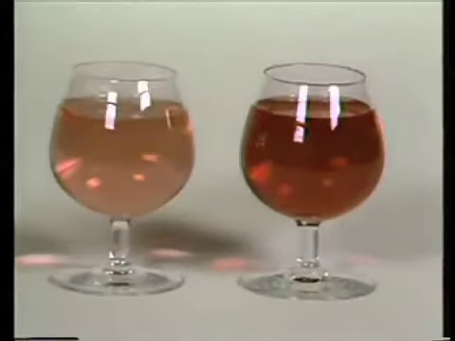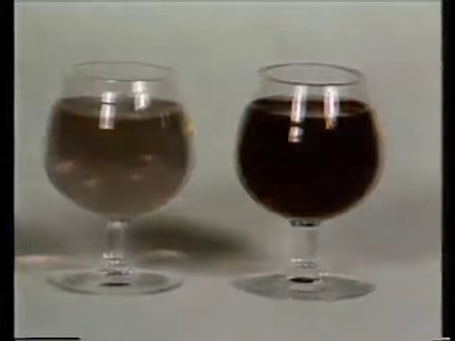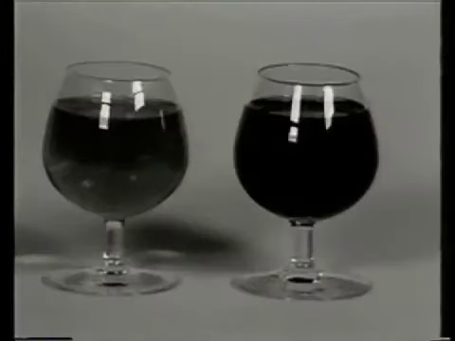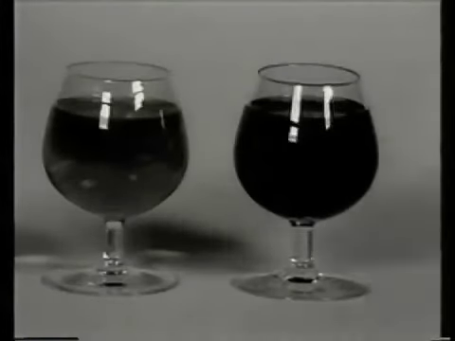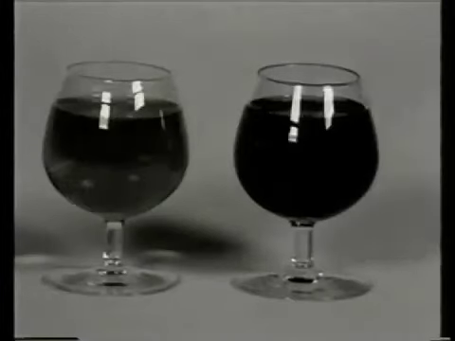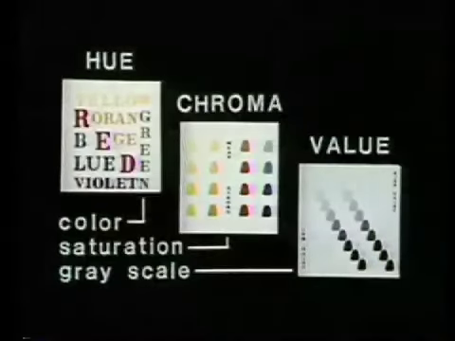And now, if we switch over to black and white, you'll notice that we do have a difference in value between the two. As the chroma increased, the value decreased. Although on a theoretical basis, the value should have remained the same, in actuality, as the chroma increases, the value will slightly decrease. To summarize then, hue is the name of the color.